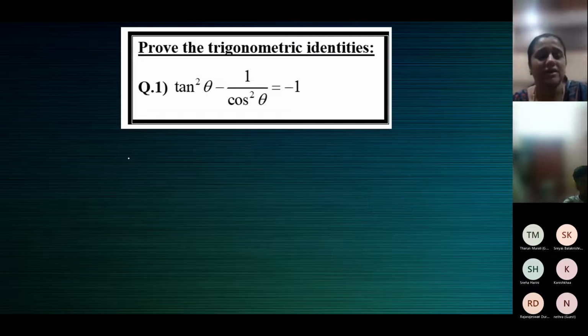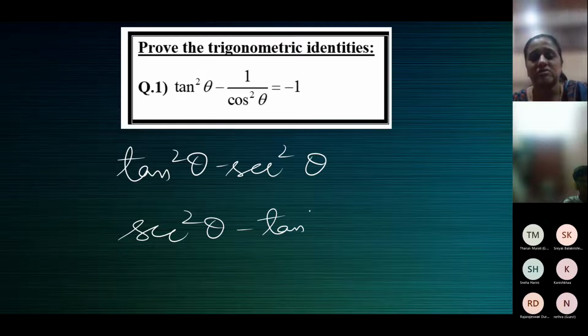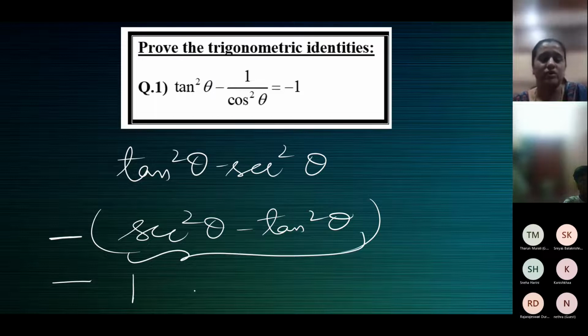That is what I did. When I got tan square theta minus secant square theta, I wanted to write it as secant square theta minus tan square theta. So what I do, I just take a minus outside. I change the order and write, and I take a minus outside. So now minus, this one by the identity is 1. So minus 1, which is the RHS.